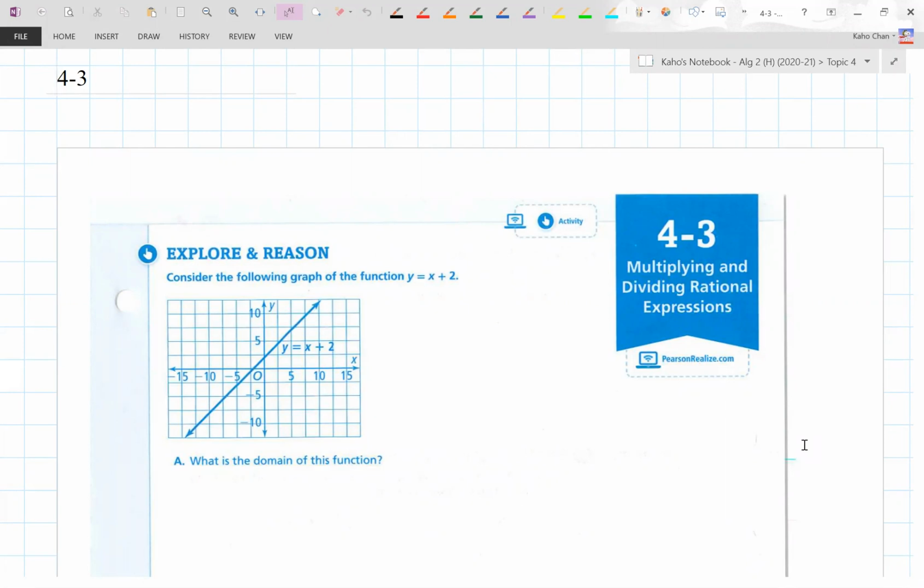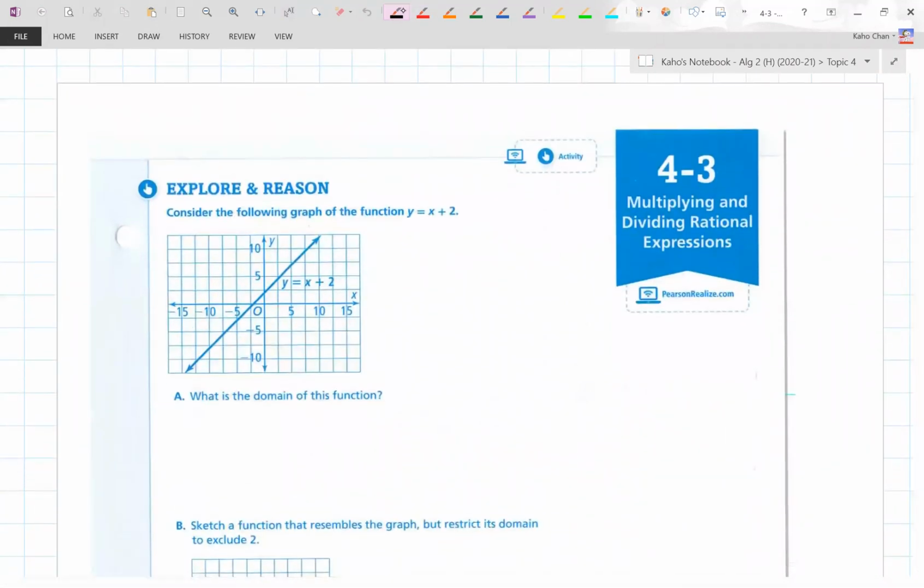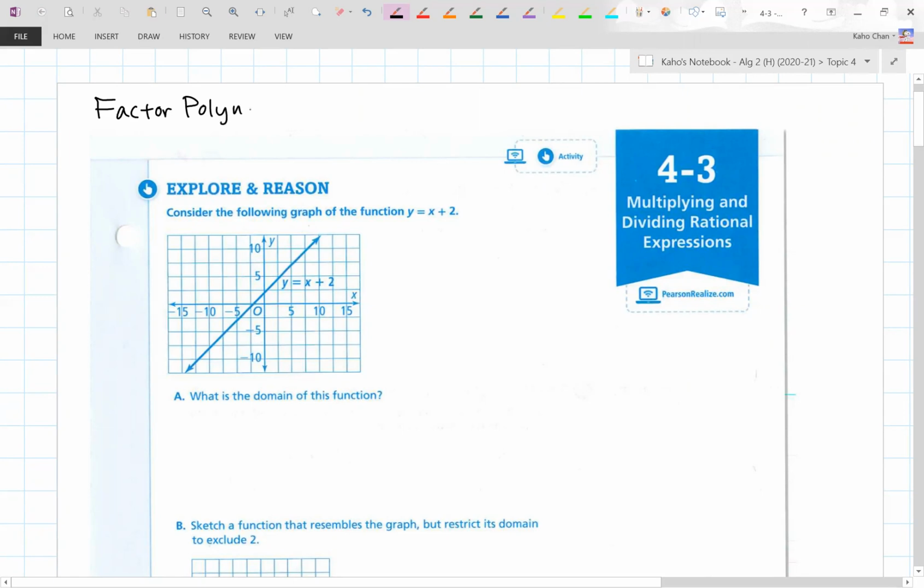At the top, though, I'd like to talk about some skills that they're expecting you to have from Algebra 1, and they are factoring. When it comes to factoring polynomials, there are some things that you should look out for. So write this down. Factor polynomials. Factor means, of course, to break things down into pieces. It's a form of division. We're going to break it up into little parts.